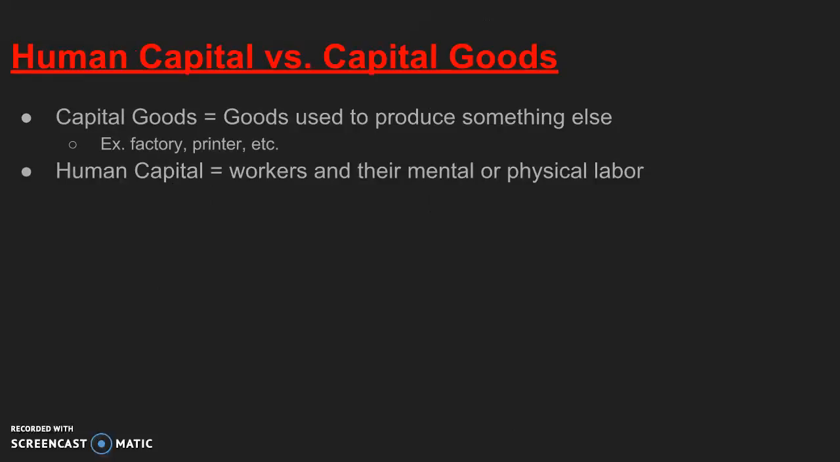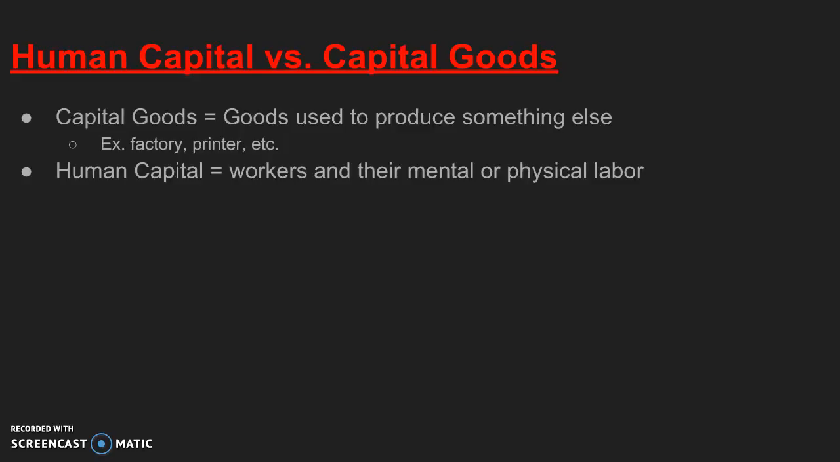All right, a couple of quick things here. There seemed to be some confusion. I saw some people reviewing clips, and some people were asking me some questions on the difference between human capital and capital goods. Remember, a capital good is anything that's used to produce something else. So a factory is technically a capital good because inside the factory you're producing other things. A printer would be a capital good because the printer's a good itself, but it also can produce other things, printed products. A 3D printer would be another good example of that. A hammer is a good, but you use a hammer to produce something else.